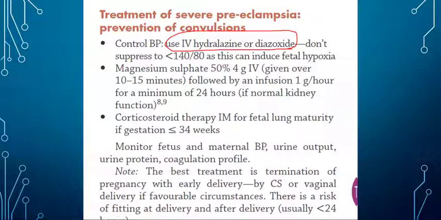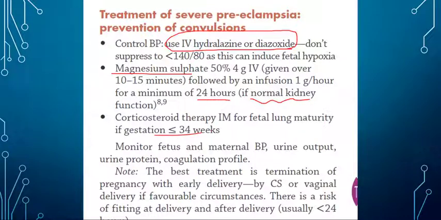Also, that patient will need magnesium sulfate. This magnesium sulfate is mainly to prevent eclampsia. Sometimes this dose comes in the exam. The dose is 4 gram IV loading, followed by 1 gram per hour for a minimum of 24 hours. And magnesium sulfate is only given if the patient has normal kidney function. Otherwise, the patient can develop magnesium toxicity.